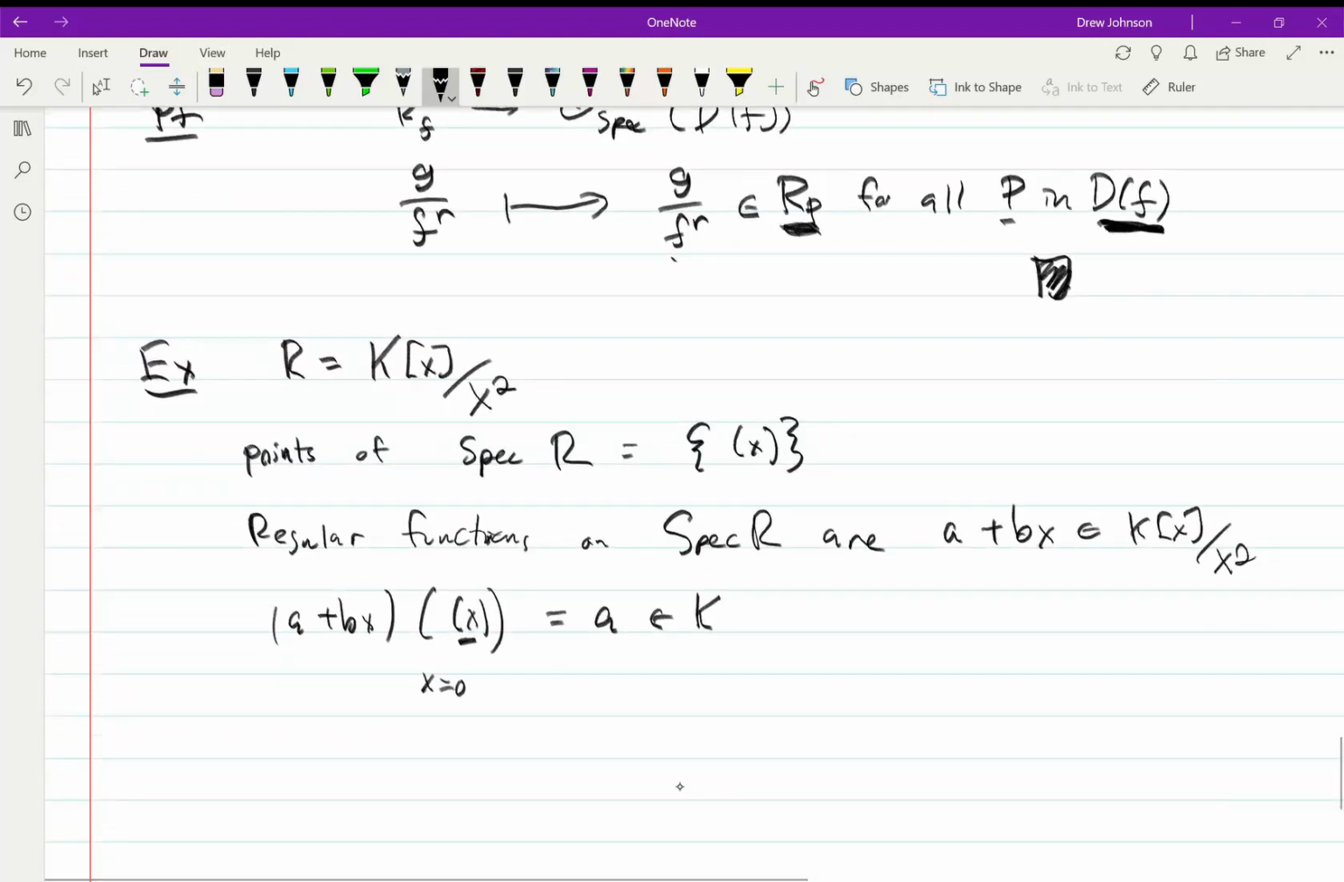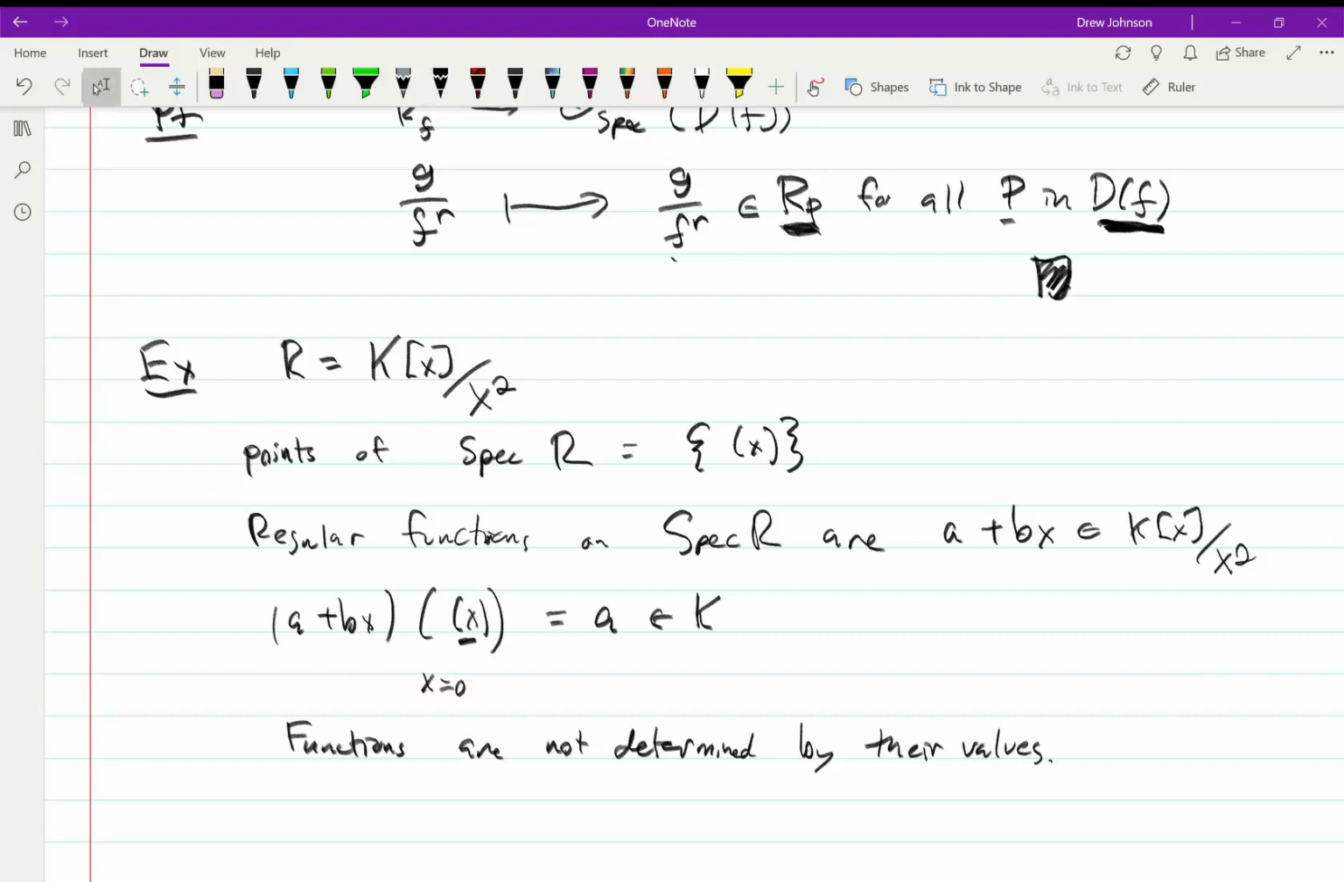So one observation to make here is that regular functions are not determined by their values at all points. With a usual function, if you know the value of the function at every point, you know the function. In the case of regular functions on schemes, that may not be the case. If you know the value of the function is A here, you still don't know the coefficient of X.